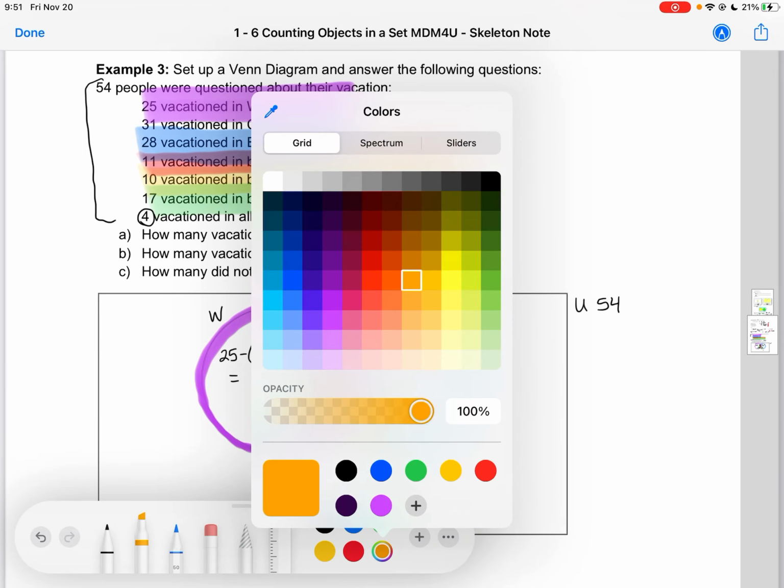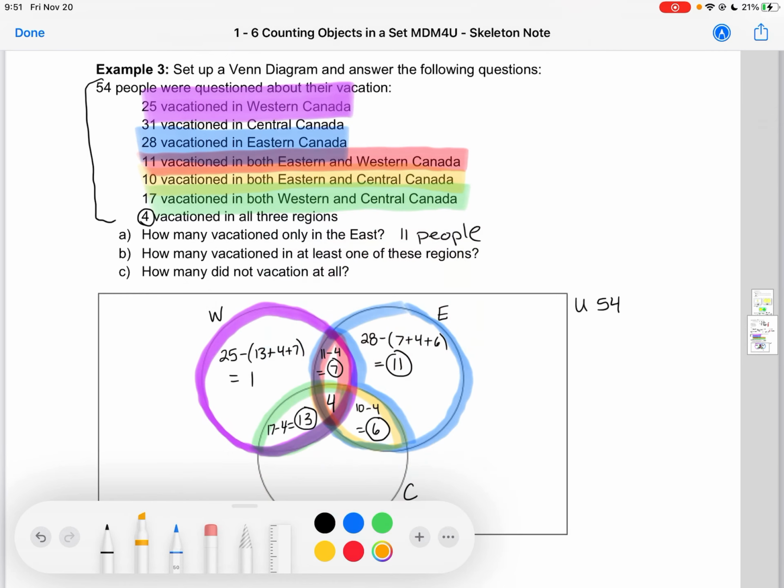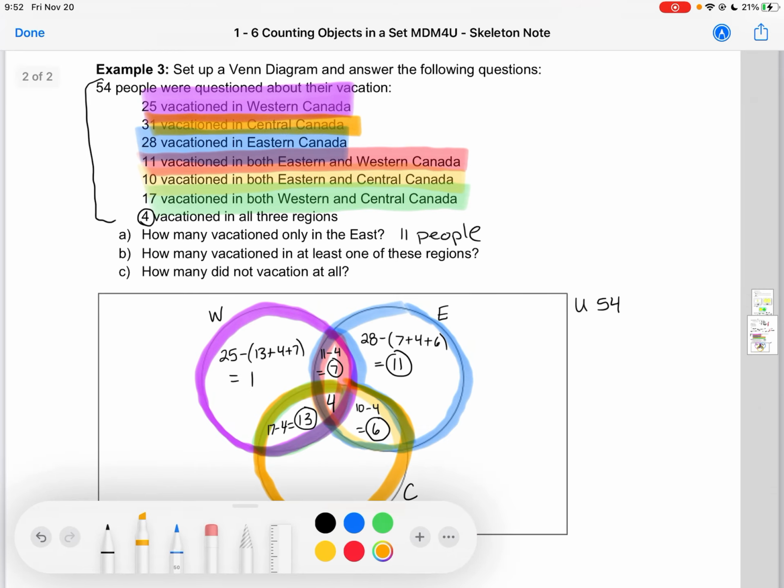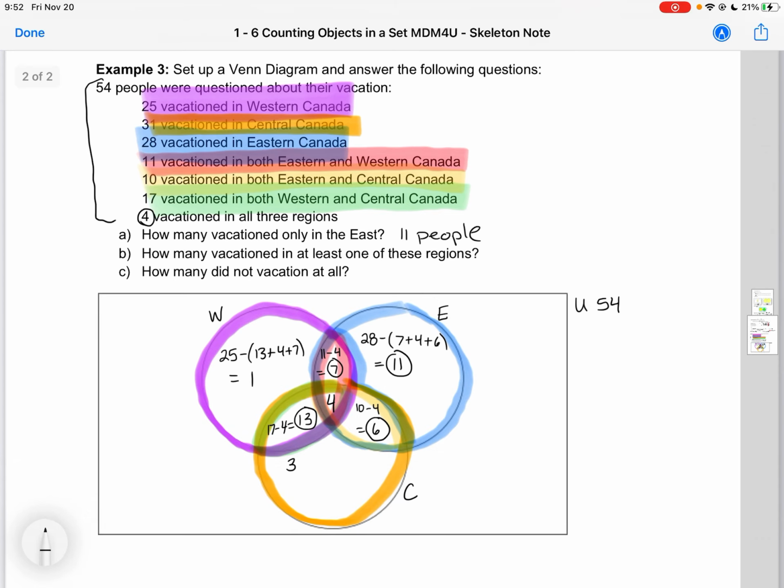And then my last one here, change it to, let's see, I don't think I've done orange yet. So I've got this whole circle here is going to be my Central Canada, which is 31. So I'm going to start with 31 and then take away the sum of the other 3 sections of that Central Canada circle. So I would have 8 people that only vacationed in Central Canada.